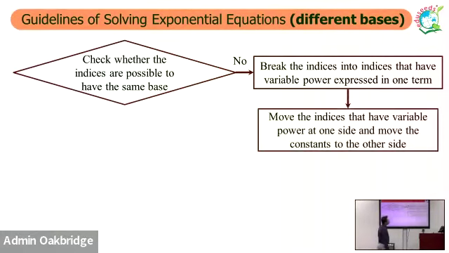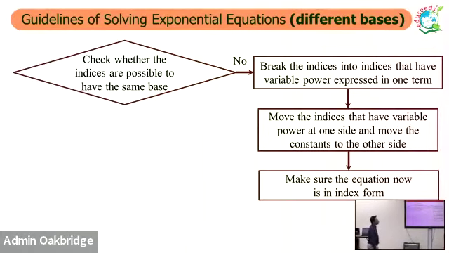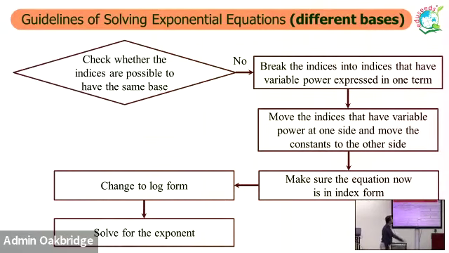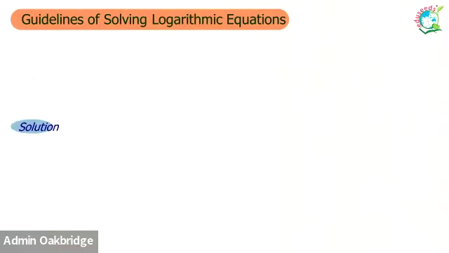And then move the indices that have the variable power to one side, and then move the constant to the other side. And then make sure the equation now is in index form. Then only apply the log. Here, I always only apply the log at the last step to find out the power. I wouldn't take the log both sides at the beginning. It makes the working tedious. And then solve for the exponent. Verify the solutions. Okay, let's see this one.